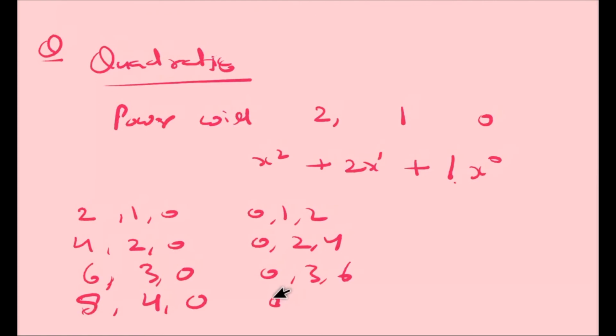Okay, if the power of x or any bracket is in this way, descending or ascending, 2 1 0, 0 1 2, or 4 2 0, 0 2 4, 6 3 0, 0 3 6, this way, then you can understand we are using the quadratic factors. Okay, so first we'll learn the quadratic factor. Okay, then we will do some questions. Okay, learn.